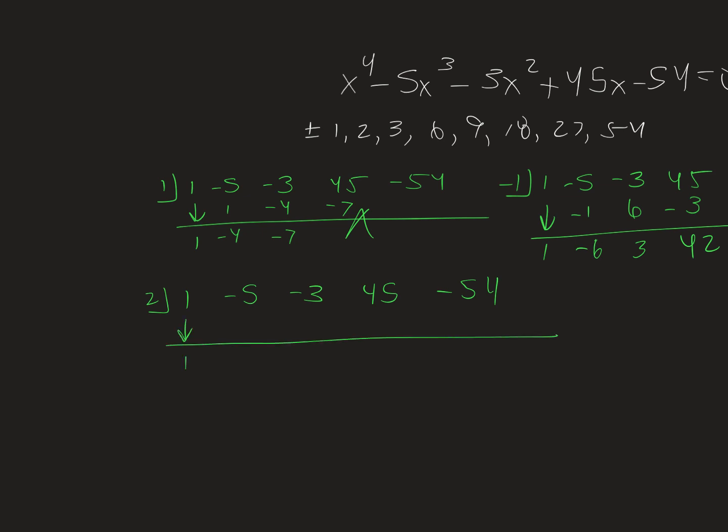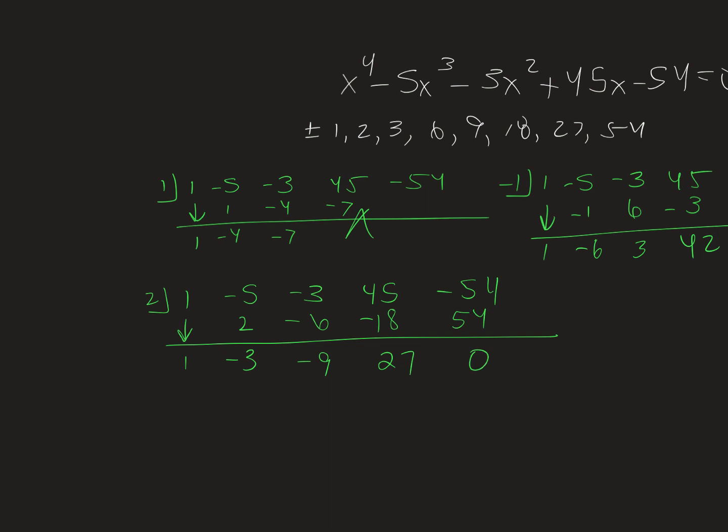You will find it. 1 times 2 is 2. Negative 5 and 2 is negative 3. Negative 3 times 2 is negative 6. Negative 3 and negative 6 is negative 9. What's negative 9 times 2? What's 45 minus 18? You guys are going to have to do a little work. It's 27. Well, what's 27 times 2, guys? 54. What's negative 54 and a positive 54?